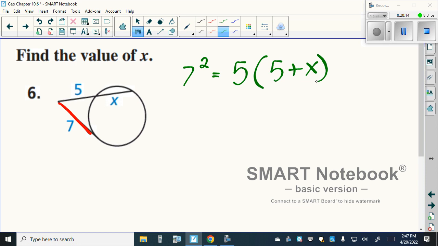Now we can simplify some of this here, because we can simplify the 7 squared. 7 squared would be 49. Here we're going to distribute the 5. 5 times 5 is 25. 5 times x is 5x.